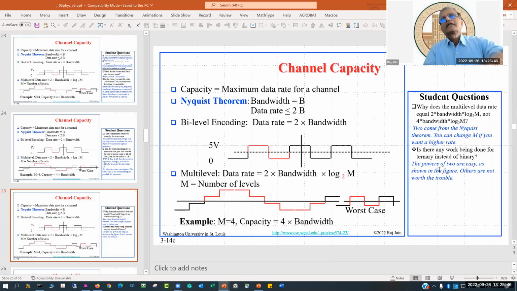Is there any work being done for ternary instead of binary? The powers of 2 are easy. So this is binary, and this is basically quad, 4 levels. Then we have 8 levels, and then 16 levels. Why don't we have 15 levels? Well, 16 is good enough. Powers of 2 are very easy to do, and so we jump from 8 to 16 and not to 10, 11, or any number of levels. Similarly, we jump from 2 to 4, not to 3.